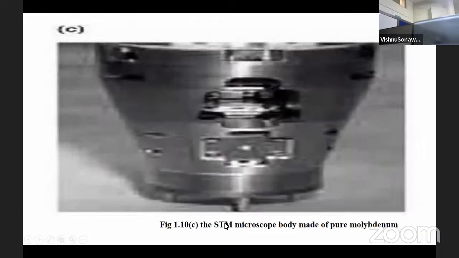Here is the scanning tunnel microscope. This is the body. It is made using titanium and molybdenum. This titanium and molybdenum material is a hard part material. This hard part material requires high speed machining. And this body is made by high speed machining for the scanning tunnel microscope.